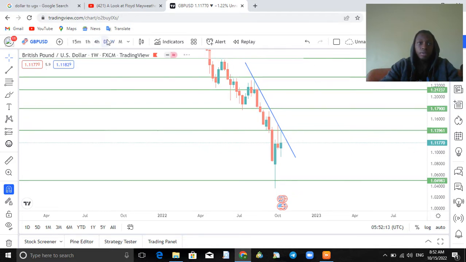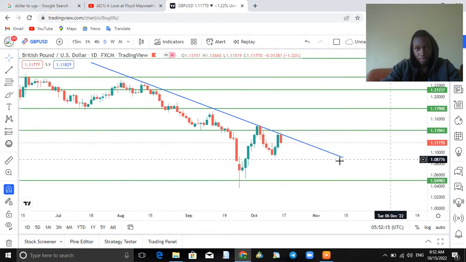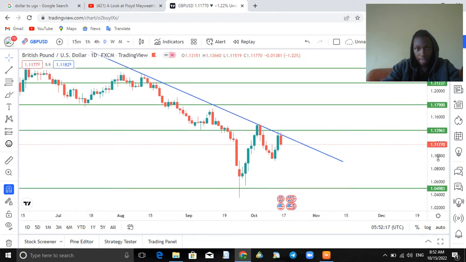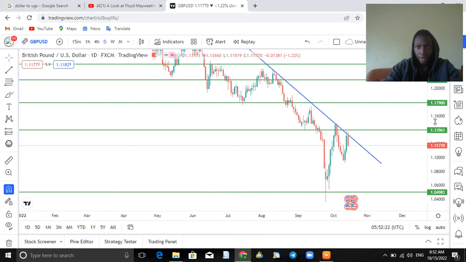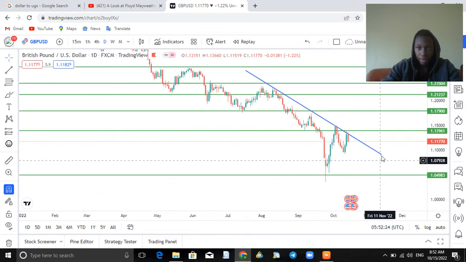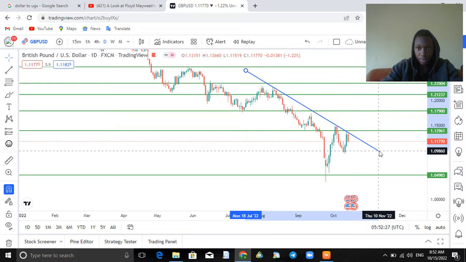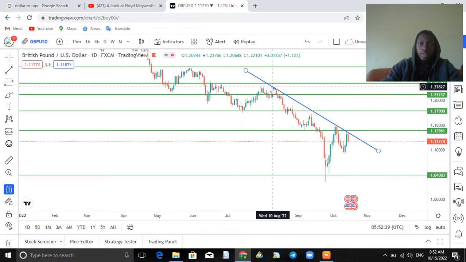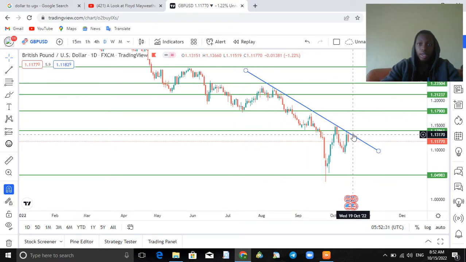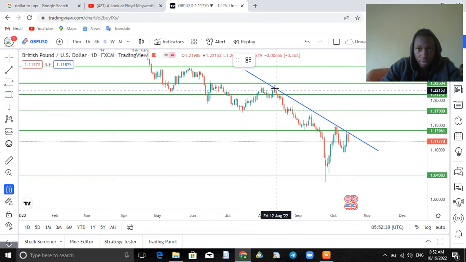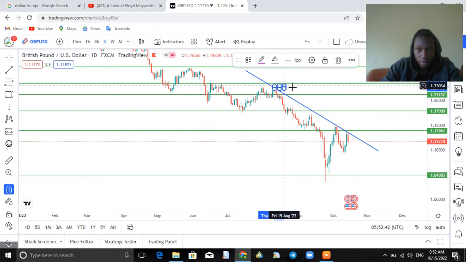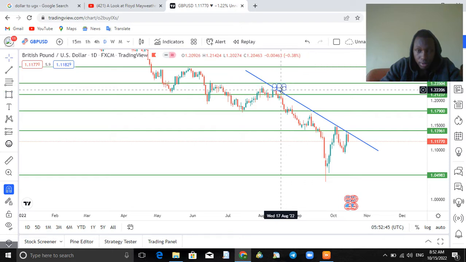Now I'm going to scale down to the daily time frame. Now in the daily time frame, if you can clearly see, this trend line of ours has been respected so many times. So this was our first touch, second touch, and this was our third touch. Now we're going to try to highlight them. So this was our first touch.